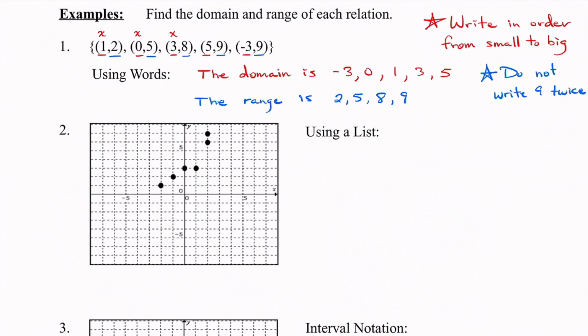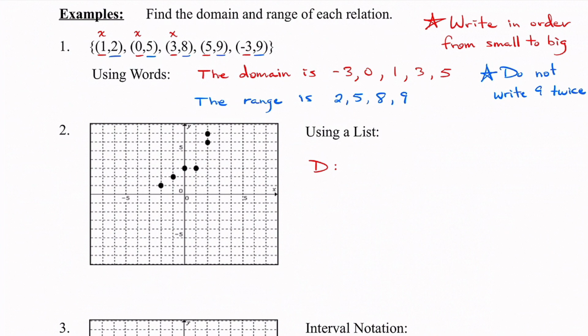Then we can look at number 2 there, and this one we're given a graph. And for this, we are going to use a list to describe our domain and range. So first, let's start with our domain. I'm just going to use the letter D, and you guys can do this as well. Every time you do domain and range, D is for domain, R will be for range.